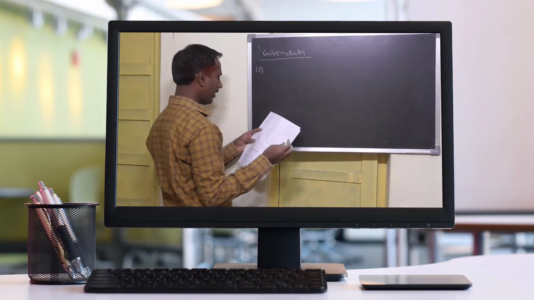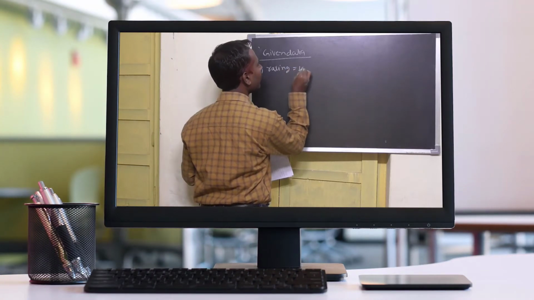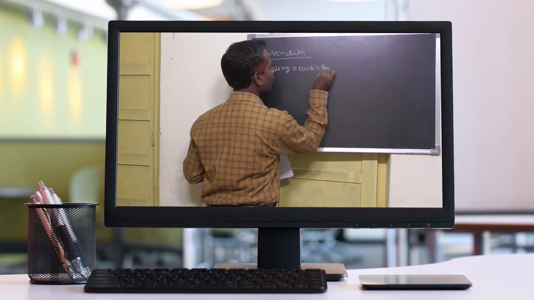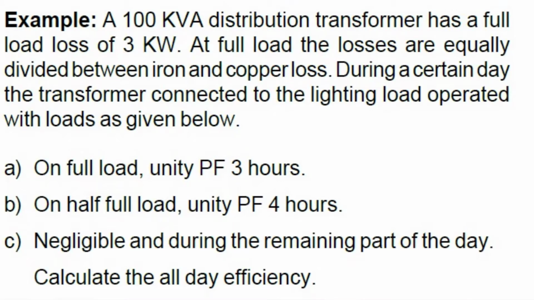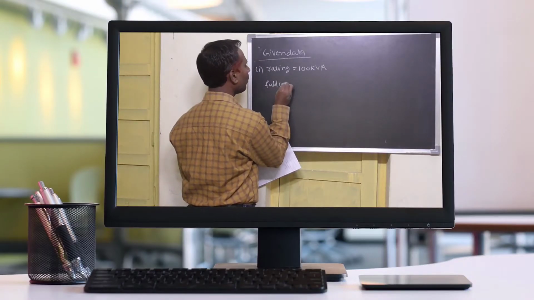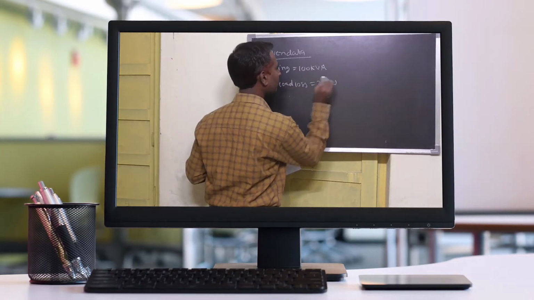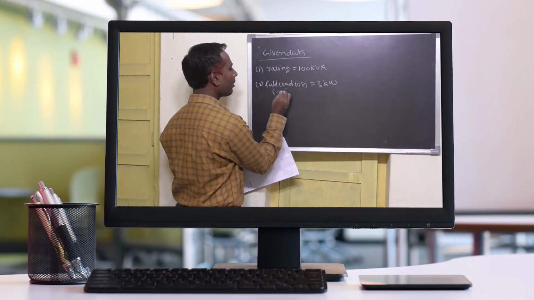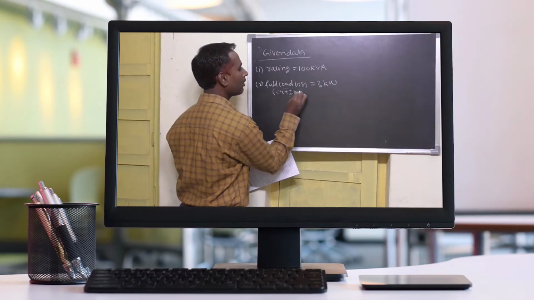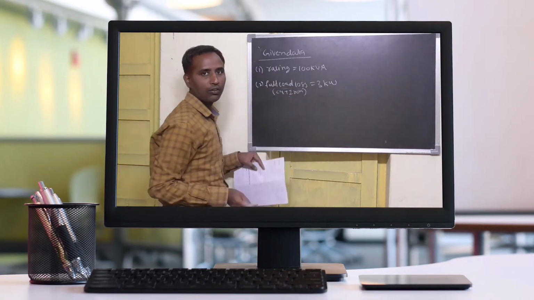Given data: the rating is 100 kVA. The full load loss is 3 kilowatt. So full load loss of 3 kilowatt means copper loss plus iron loss. If we combine the two losses, we say the full load loss is 3 kilowatt.